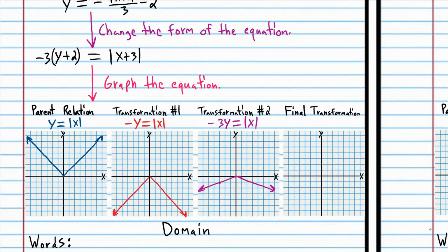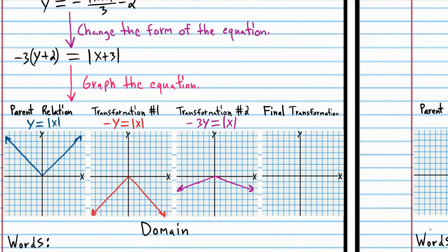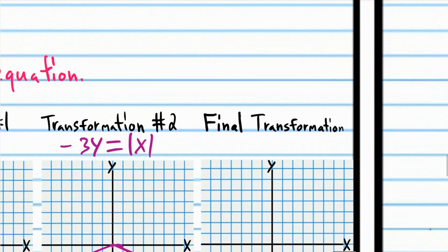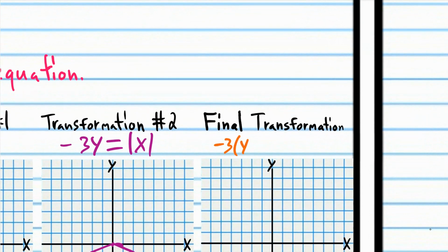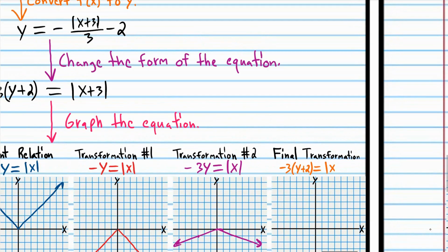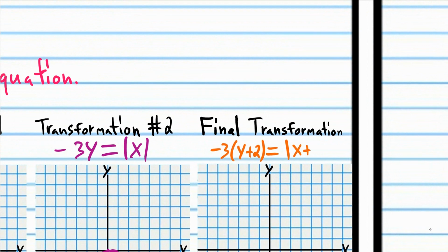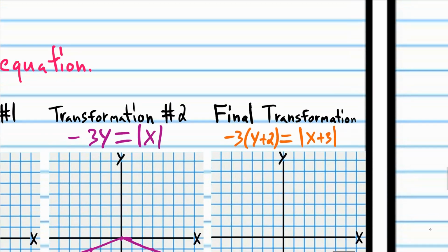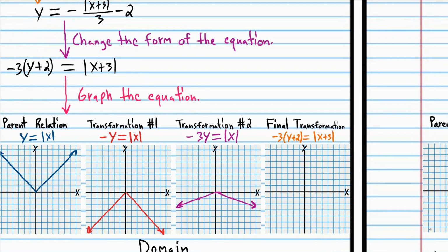And then I'm going to translate. So I'm going to replace y with y plus 2. And I'm going to replace x with x plus 3. And that's going to move that purple curve 3 units to the left and 2 units down.